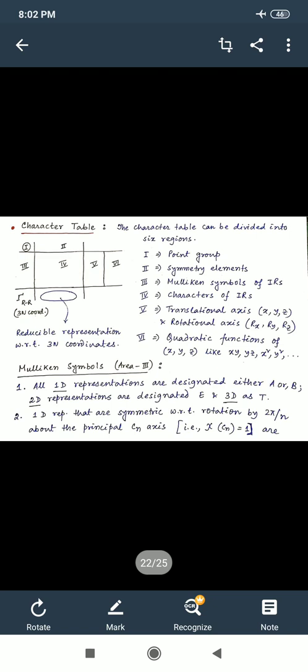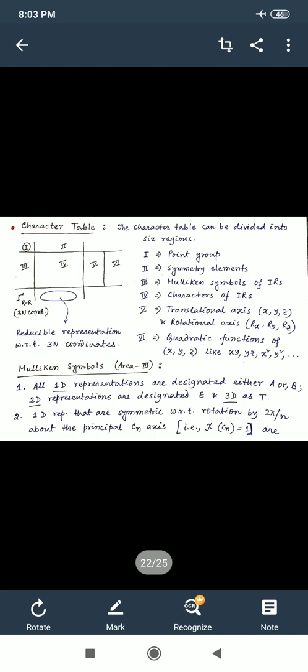In our last class I discussed the GOT, meaning the Great Orthogonality Theorem, and the 5 important rules which are derived from it. By using these 5 rules we constructed the irreducible representation for the C2V and C3V character tables.